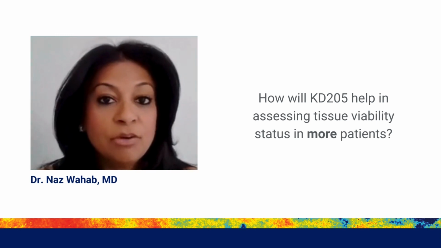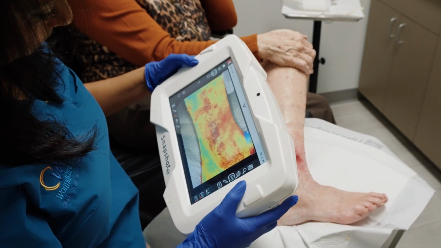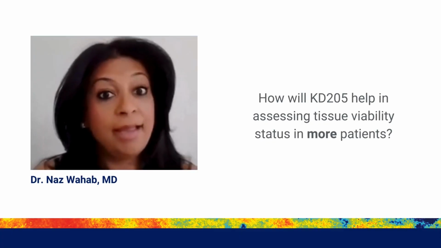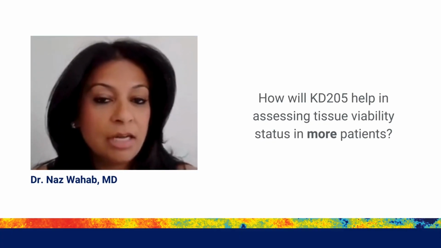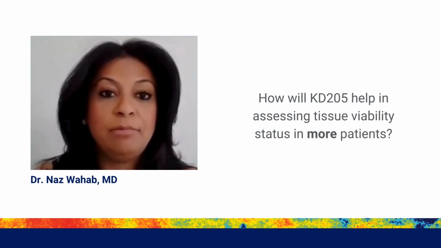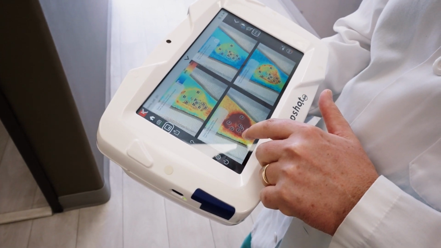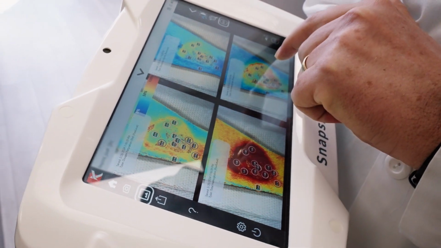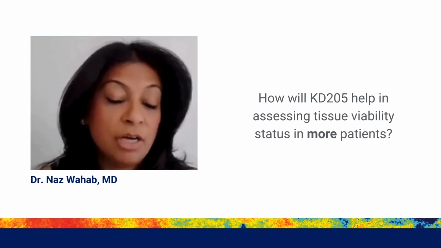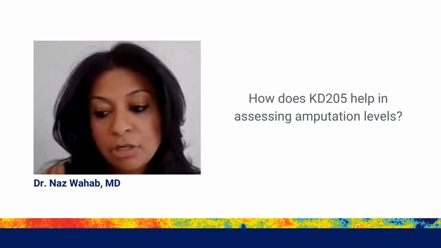So the newer algorithm of KD205 will help tremendously in my patient practice with the darker complected people, such as myself. We struggled a bit before, and now I think with this newer technology, we're able to assess blood flow, assess tissue oxygenation, and also be able to more accurately see the hemoglobin and the oxygenated hemoglobin in these darker complected individuals.